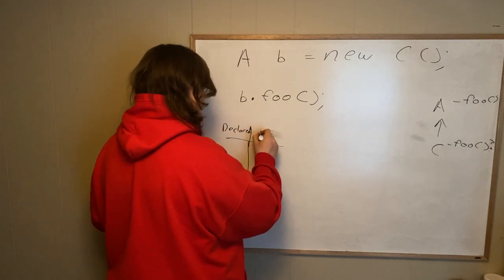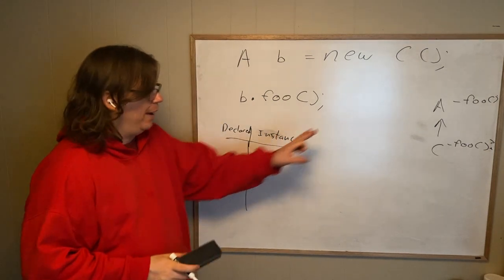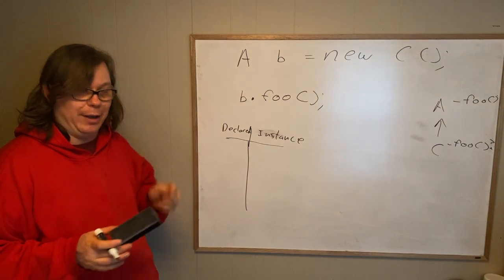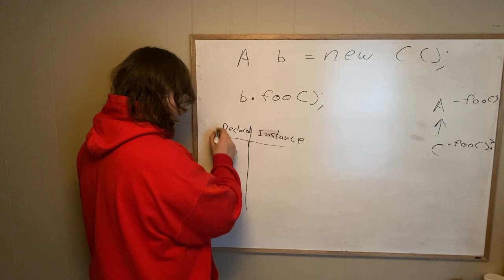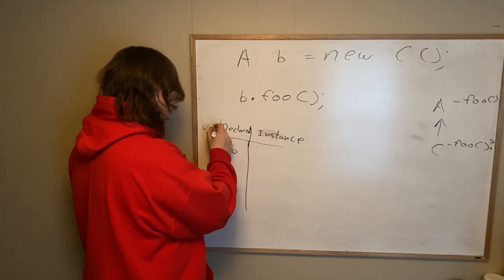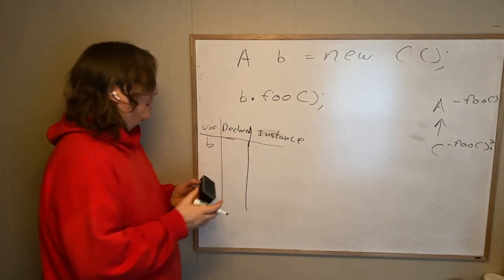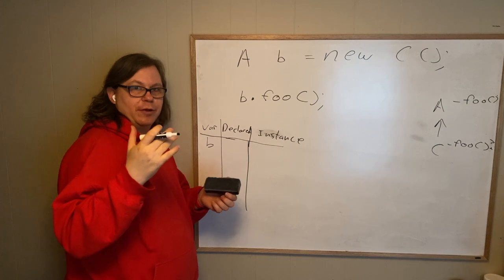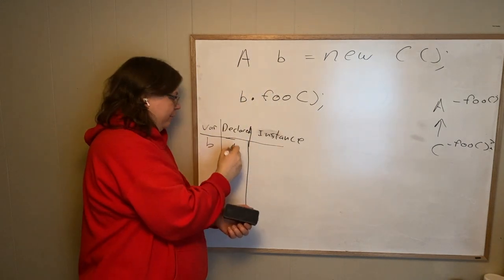Declared and the instance. So if you have this, and you have this, your life becomes really simple, by the way. I get used to drawing these things. Okay, so we have B. Yep, that's right. And then the variable. So we have B. And what is B declared to be? Look, we're looking at what the compiler does. So B is declared to be an A in this case.